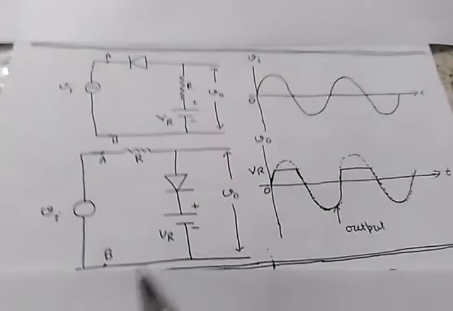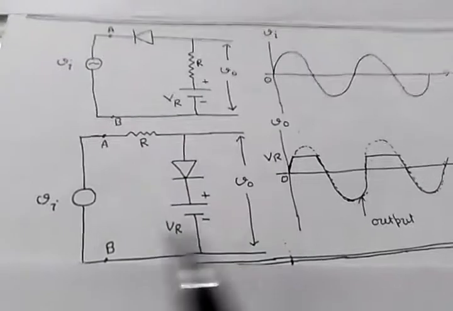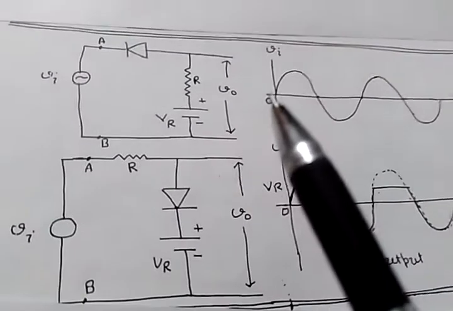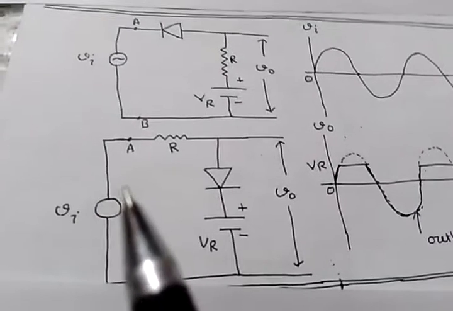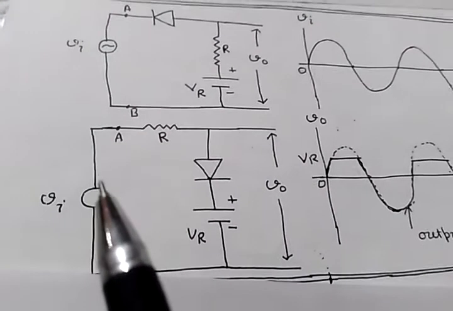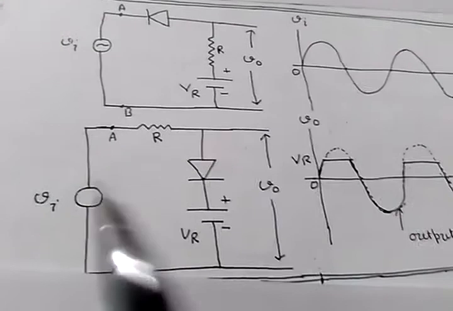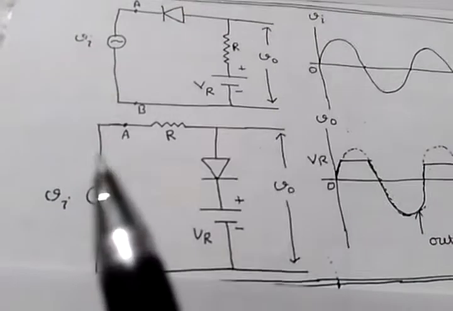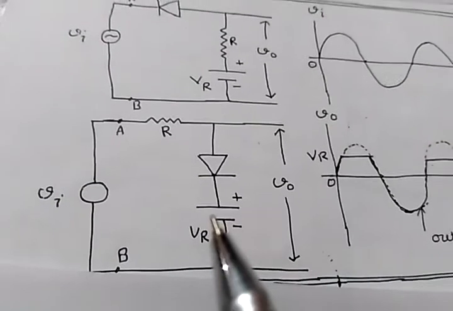Now we will understand the working of this shunt biased positive clipper. This is the input signal. Consider the positive half cycle, when the input signal is positive but less than this reference voltage VR. When Vi is less than the reference voltage VR.